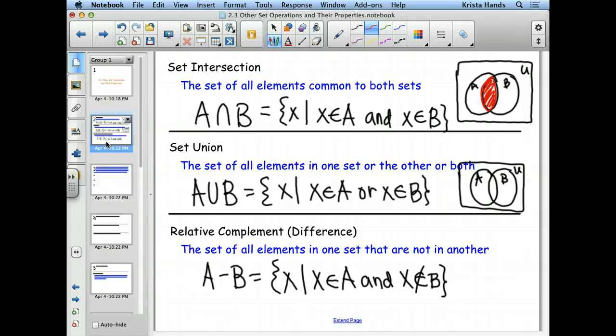Well, I'm supposed to shade everything inside circle A, right? So I would go and shade everything in here. And I'm also supposed to shade everything inside circle B. Well, a portion of circle B is already shaded in, so I don't need to shade it again. But I also need to shade in the additional part of circle B that hasn't already been shaded.